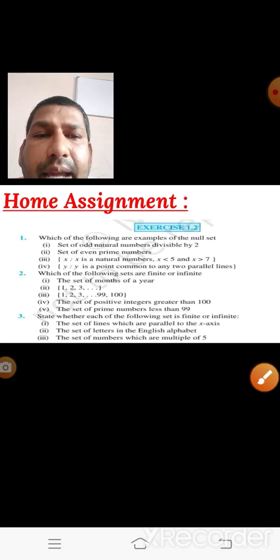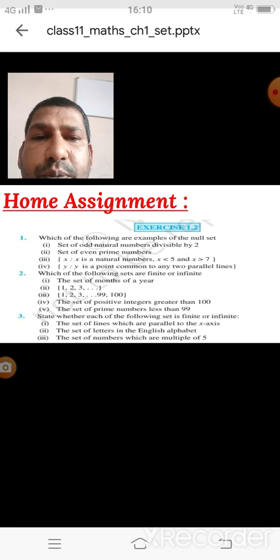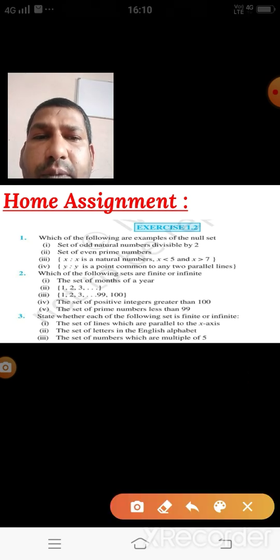Then here I have the questions for you, and these questions are from exercise 1.2. On the basis of the presentation you have to write the answers in the fair notebook. Which of the following are examples of the null set? Easily you are able to classify which one is null set.